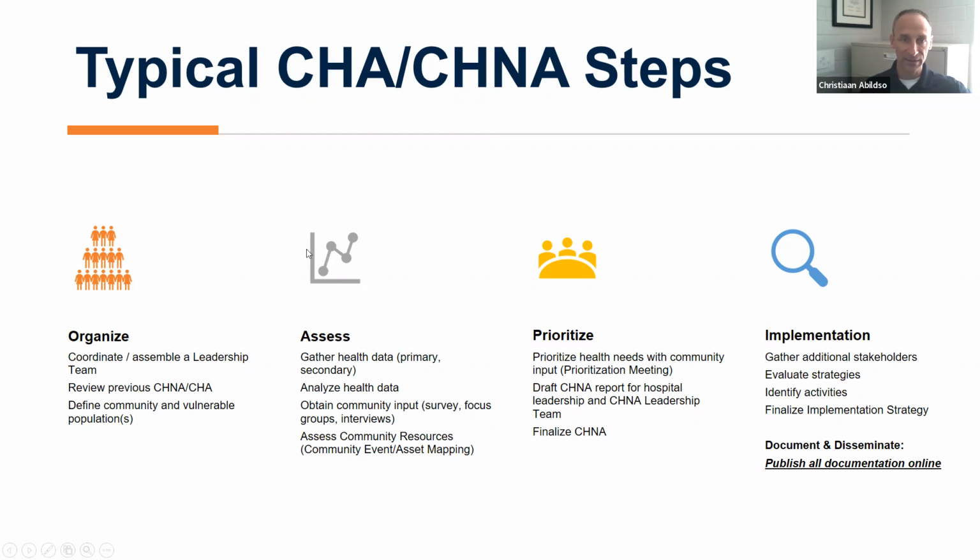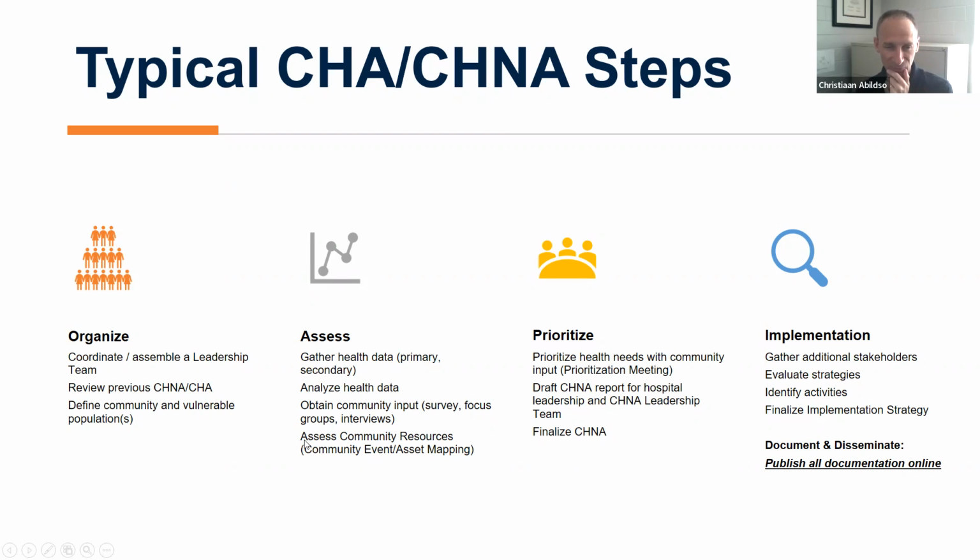Secondly, in this assessment space, they have to either gather existing health data, so secondary data, what exists out there, or they need to go out and get health data from the community they defined in that first step. They typically will work with that health data, analyze it, summarize it, and get some community input to help move to the next phase, which is to prioritize what health needs are really important to the community.